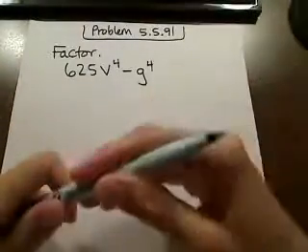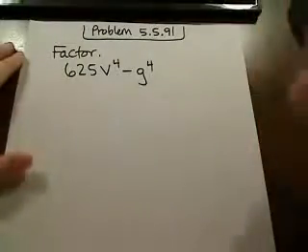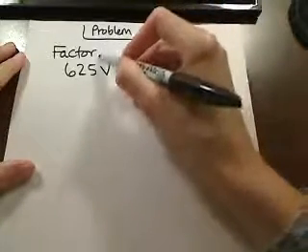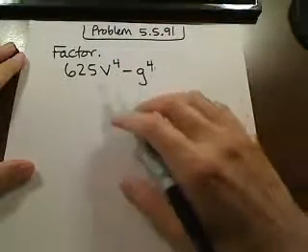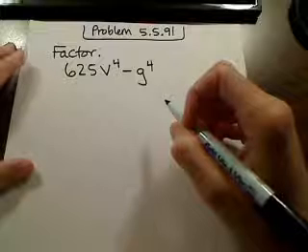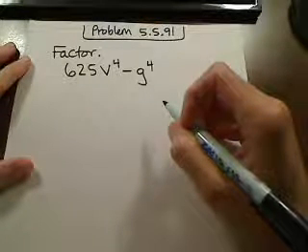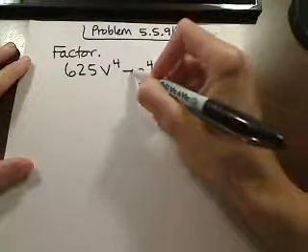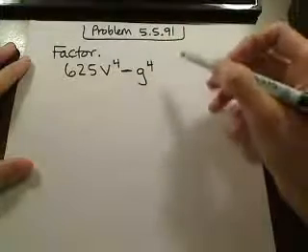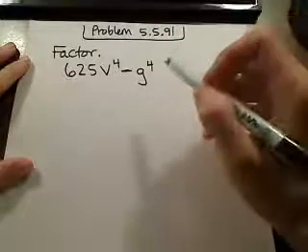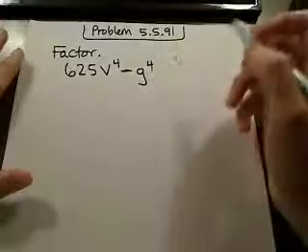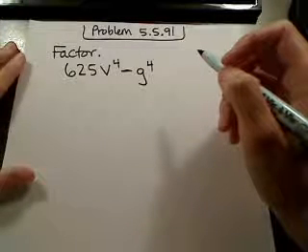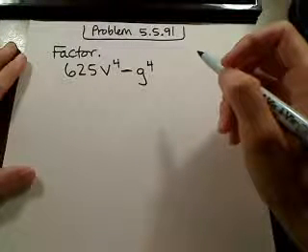All right, this is problem 5.5.91, and we're asked to factor, and this has two terms. So the thing that we're trying to factor has two terms, which means we need to think about using a formula. So you always start by thinking about the greatest common factor first, and there isn't one in this problem. So we go then and we think about using a factoring formula to factor this.